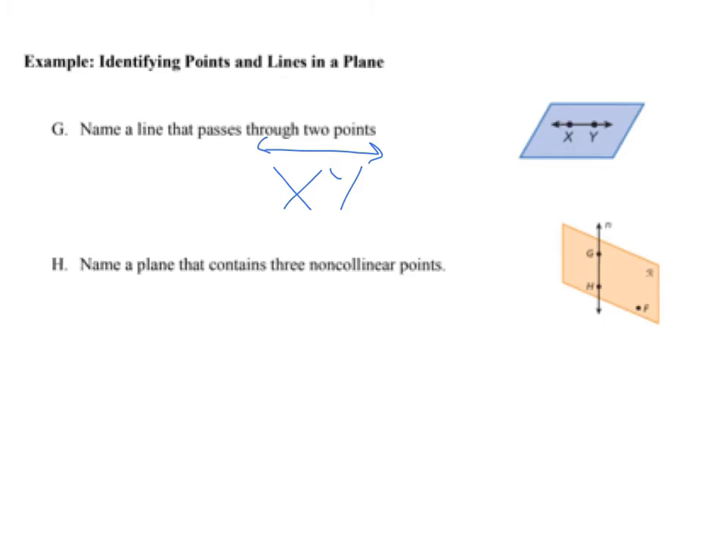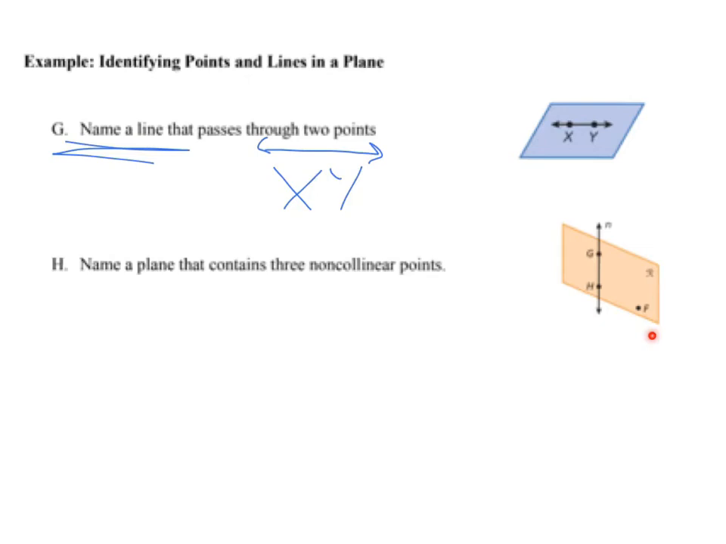Could you have called it YX? Yeah, you could have. Now, if this question corresponded to the second picture, I could have had multiple answers, because I could have said GH, but I also could have said GF, because even though in the picture there's not a line going through them, because they're 2 points, I can draw a line through them. Same thing with HF.